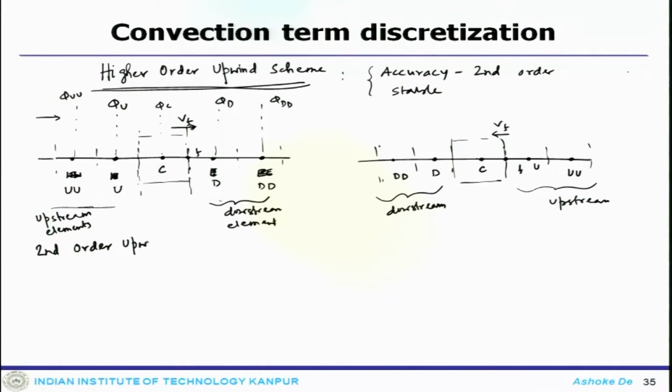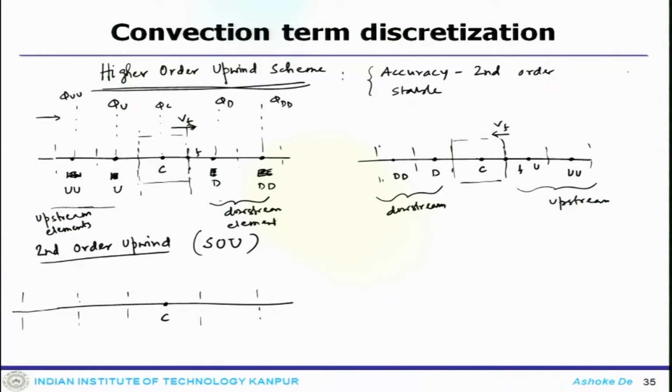Now, we will start with second order upwind. So, one can say it would be the second order upwind, SOU, scheme. So, how do you go about it? You can define a one dimensional stencil like this, and in between that you have C. So, you define your cell interfaces like that. So, these will be the cell elements associated with that.